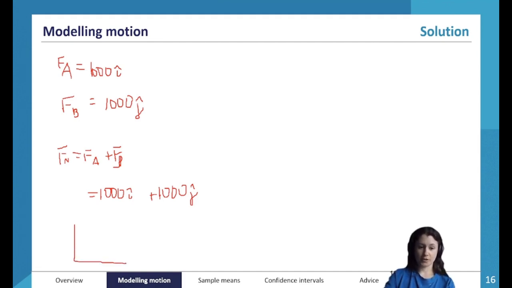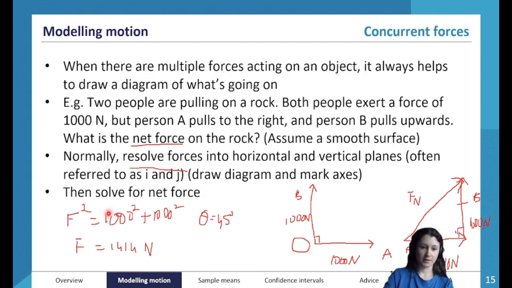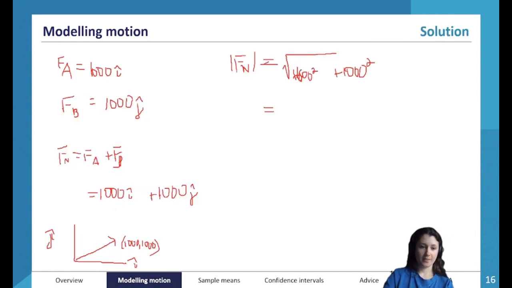If we just think about drawing this graphically with our j and our i planes, our vector right now is like here, alright, at 1,000, 1,000. So, when we're finding the net force, we need to find the magnitude of this vector. How do you find the magnitude of a vector? Remember, we're using our straight brackets to represent magnitude. The square root of both those components squared. Sorry, that looks like 600, but it's 1,000. And this is exactly the same maths that we did here. Alright? And this gives us, again, 1,414 newtons.